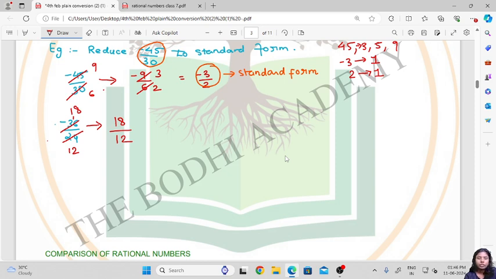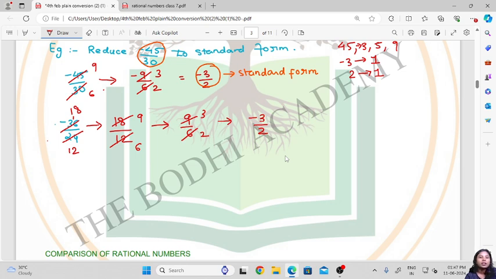This can be further reduced. Again let's cancel out in the same table of 2. 2 sixes are 12, 2 nines are 18. This can still be reduced, to 9 by 6. So 3 twos are 6 and 3 threes are 9. The final answer that we'll get is minus 3 by 2.